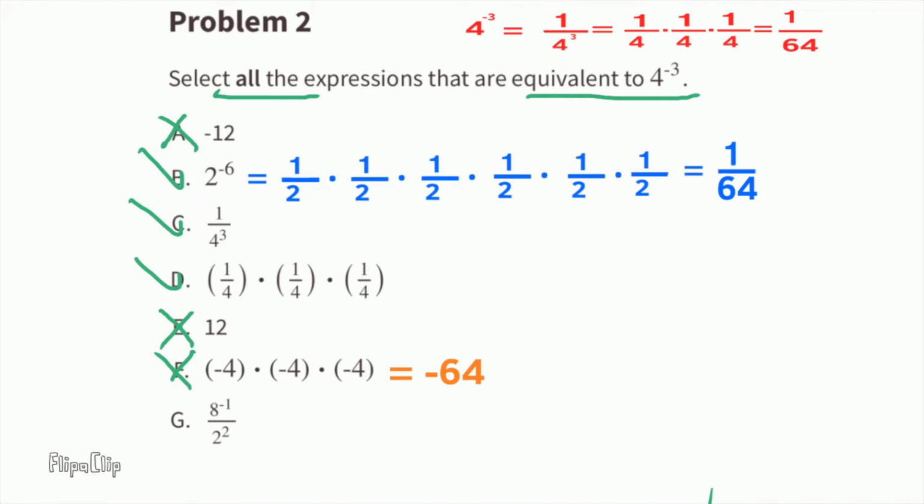And finally, expression G, 8 to the power of negative 1 over 2 to the power of 2. 8 to the power of negative 1 can be rewritten as 1 over 8. And 2 to the power of 2 is 4. So that's equivalent to 1 over 8 times 4. And since 8 times 4 is 32, this value is 1 over 32, which is not equivalent to 1 over 64. So we can't choose G either.